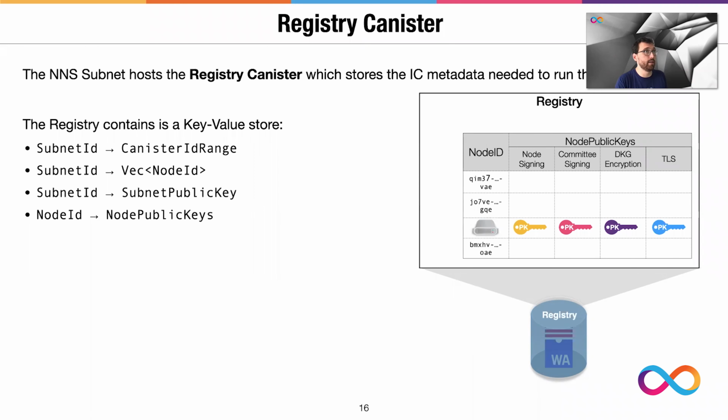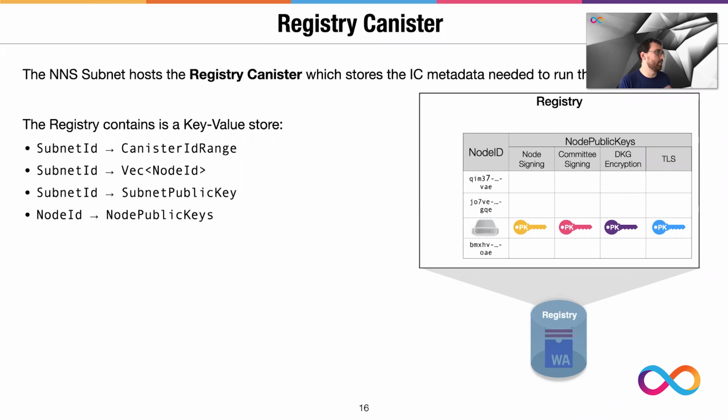So, for example, as I was already referring to earlier on, every subnet has a unique threshold public key that doesn't change over time, and this is also stored in the registry. In addition to these, this is the part that is mostly relevant to the crypto component.